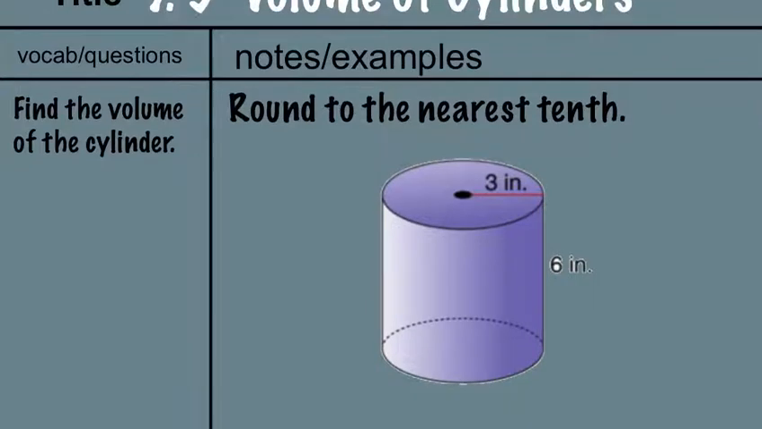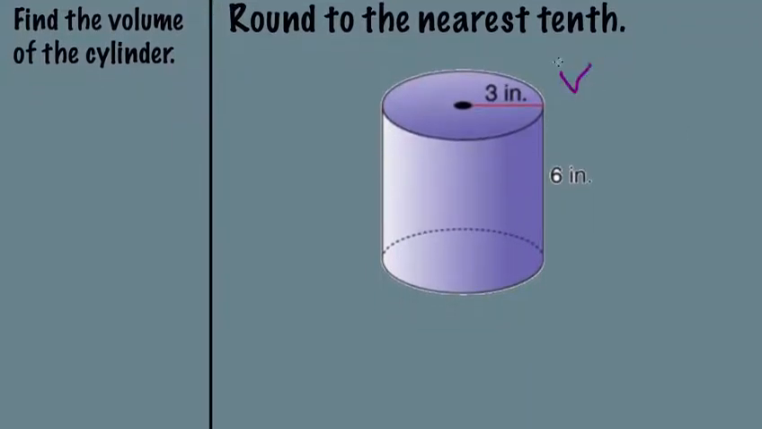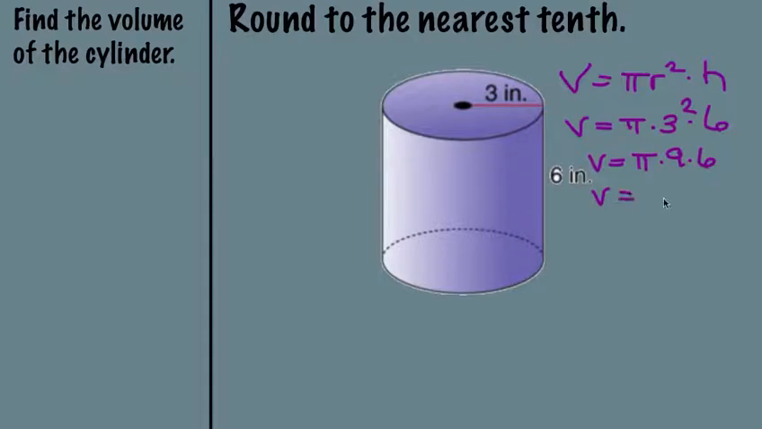Alright, so what we're going to do is find the volume of this figure. Volume is going to equal pi r squared times the height. We know that radius is halfway across, so volume equals pi times 3 squared times 6. All I'm doing is plugging in values. If you can get that far and type the rest into your calculator, you've got it made.